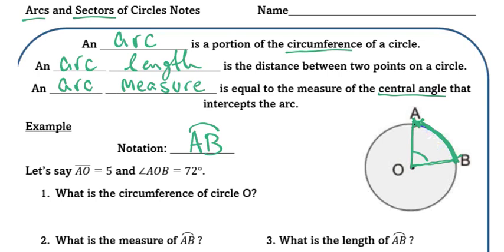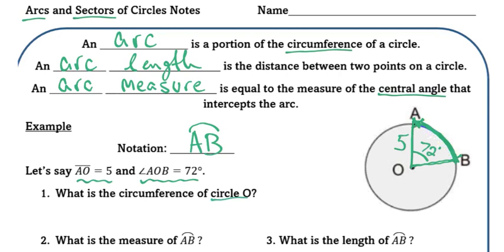So now we're going to find a couple measurements based off of AO being 5. So that distance is 5. And angle AOB is 72 degrees. So this angle is 72 degrees. So we're given the radius and that central angle. We're going to find the circumference of circle O.